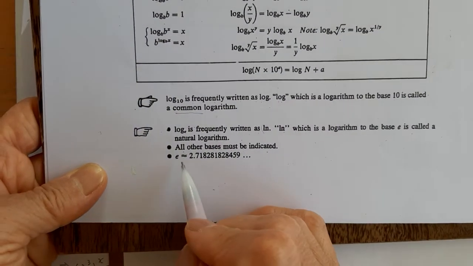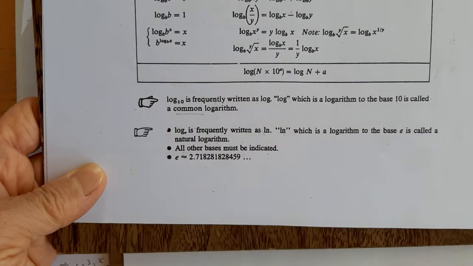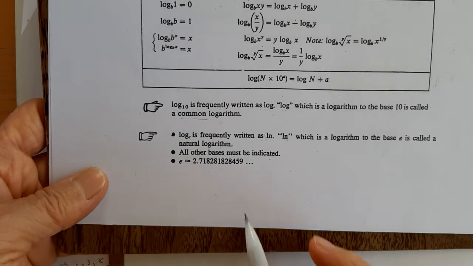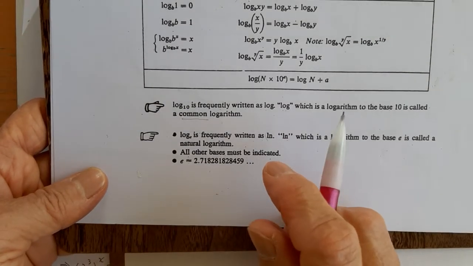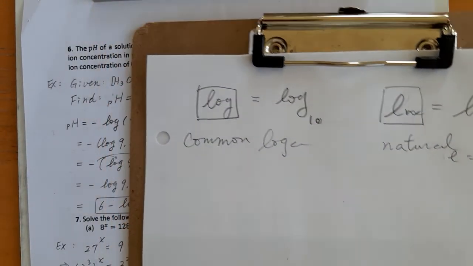What is e? It is 2.71828 and keeps going on, non-terminating, non-repeating. It is an irrational number. It is a real number, but irrational.